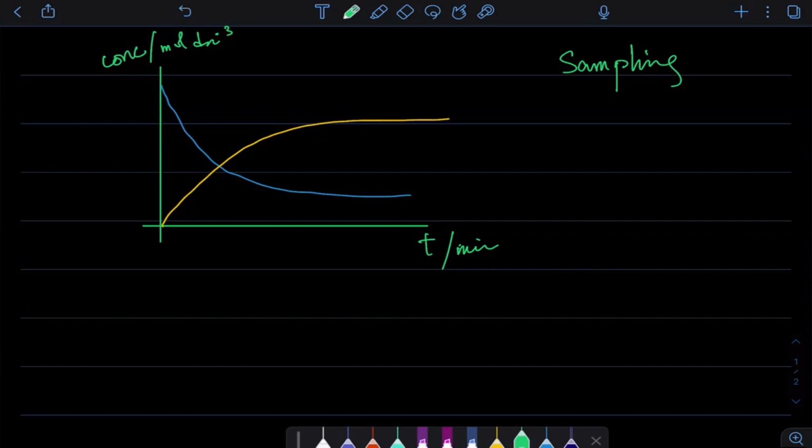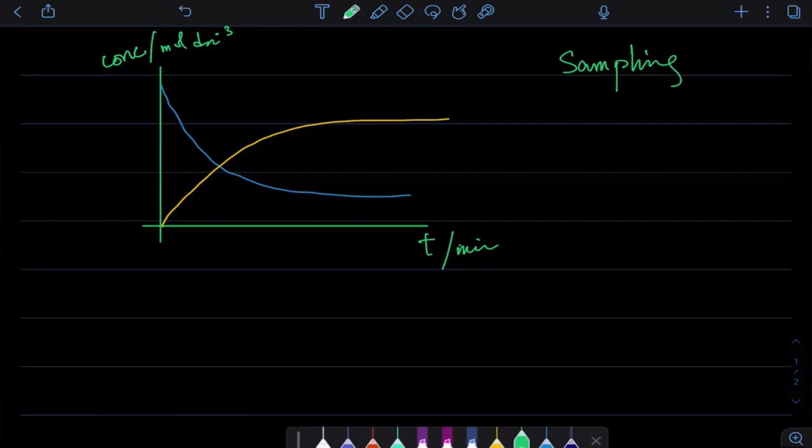So how do we find the rate? You simply take the gradient of your concentration graph. So the rate is basically the gradient of concentration and time. But we don't directly take the gradient of the curve. So what do we do? We create tangents.